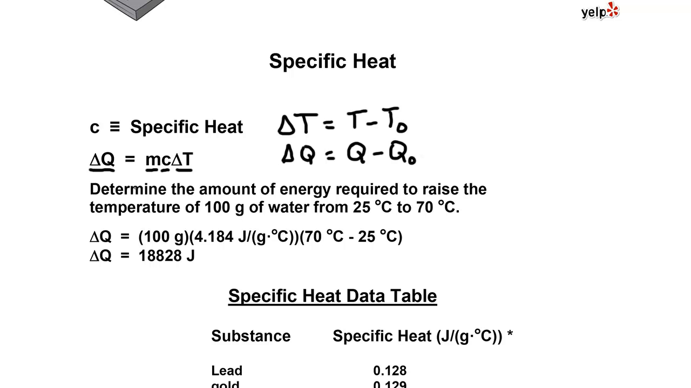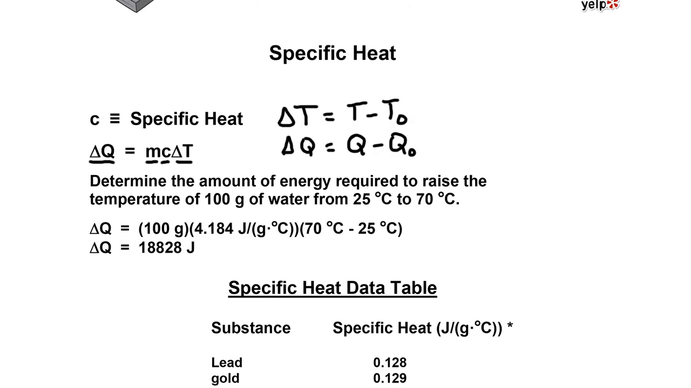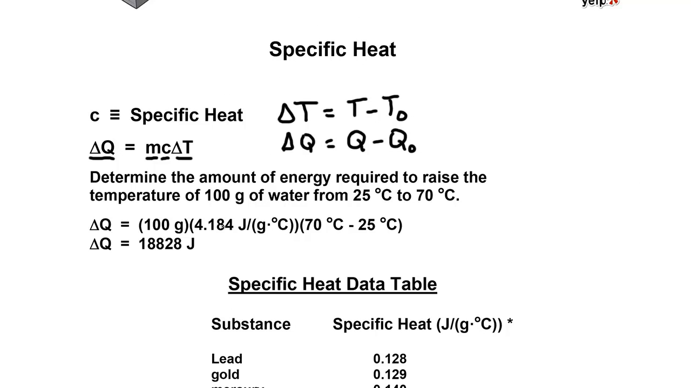Okay, let's go back to the problem. Determine the amount of energy required to raise the temperature of 100 grams of water from 25 degrees Celsius to 70 degrees Celsius. Well, what we have to do is find the energy. That's delta Q. Then we plug in our mass, which is 100 grams. The substance that we're heating up is water, so we have to find the specific heat of water. Water has a specific heat of 4.184 joules per gram degree Celsius. So we're just going to plug that in.